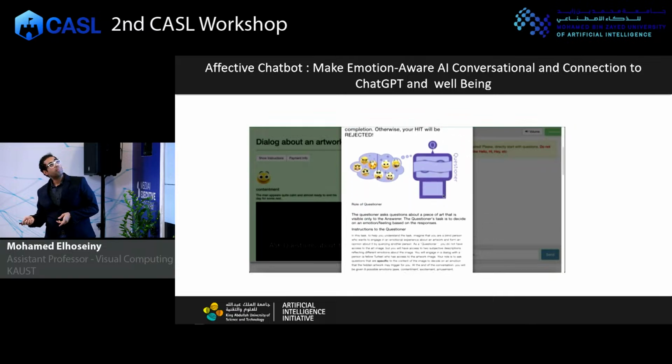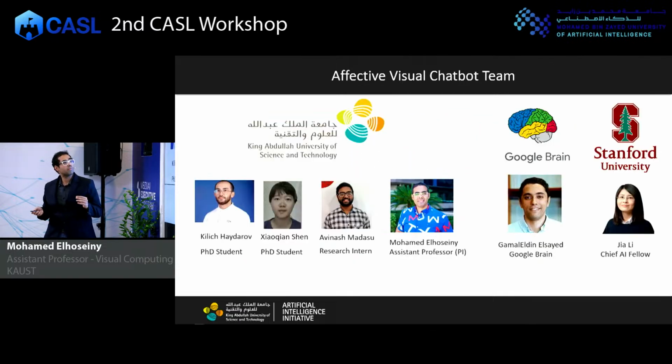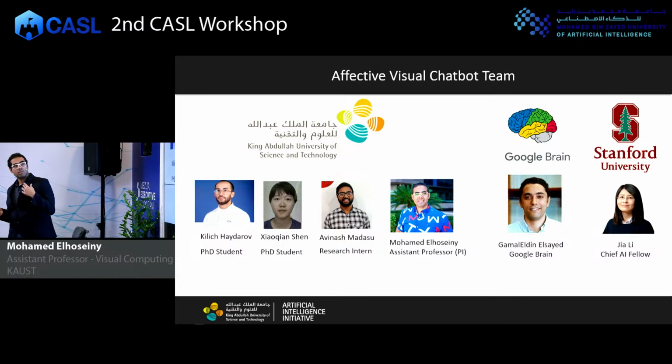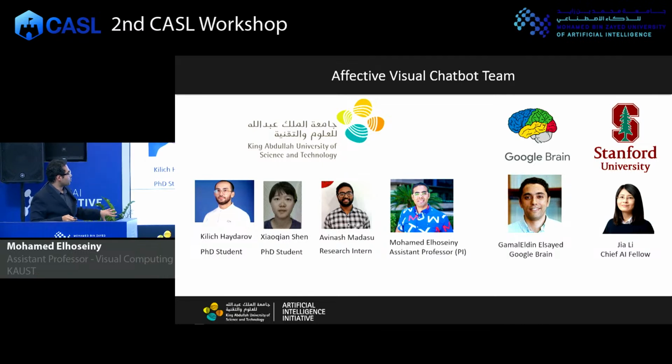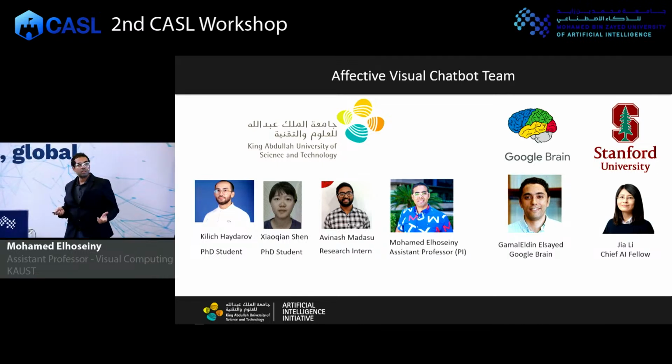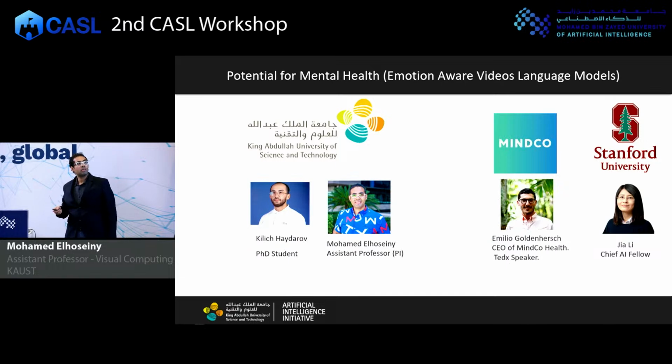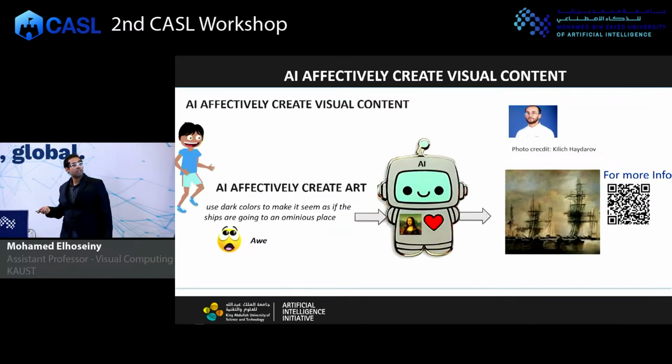This is a collaboration with Stanford and the Google Brain team. I think this project is close to conclusion, but we want to scale this more. We're now working on how to make an emotion-aware video language model that can be helpful to predict mental health problems like depression and autism from therapy sessions and things like that, to detect mental health issues early.